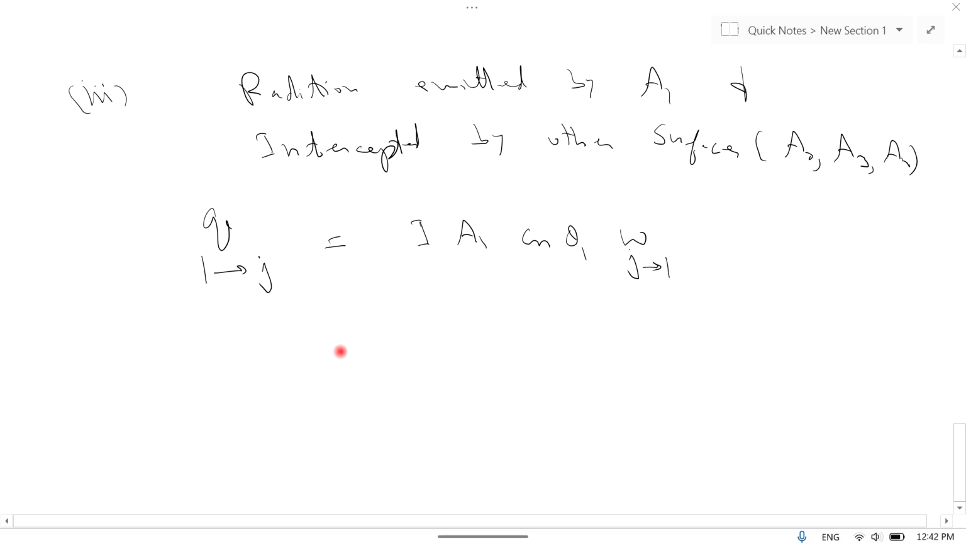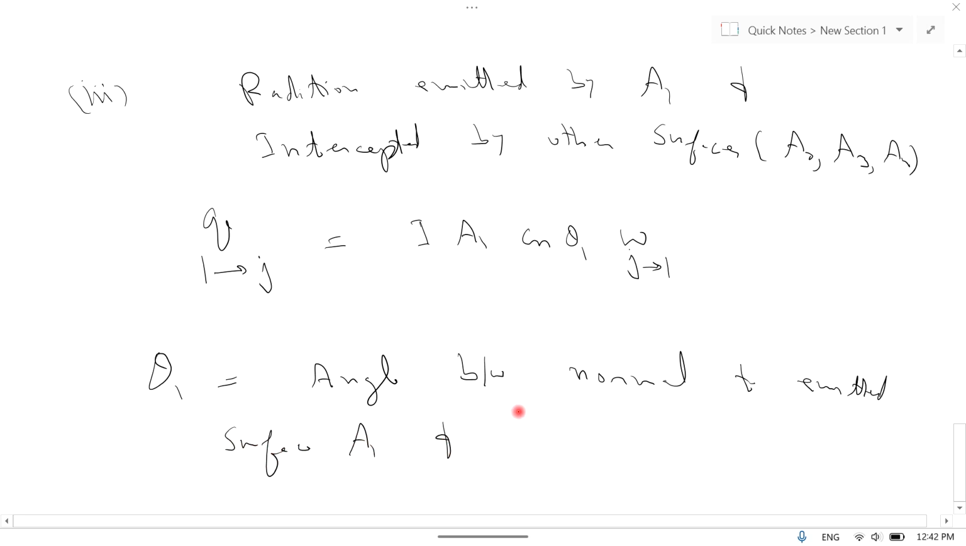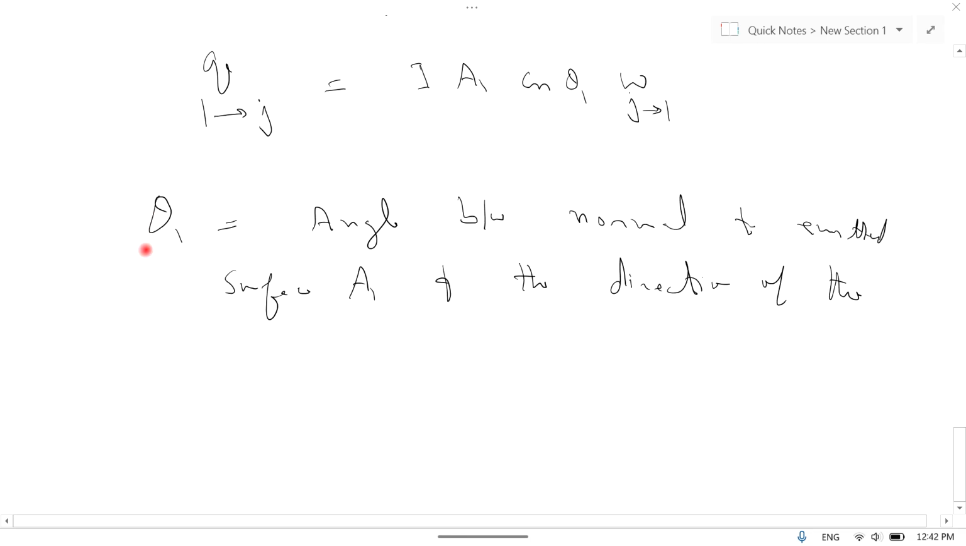Now here we define theta 1. Theta 1 is the angle between the normal to A1, the normal to the emitting surface A1, and the direction of the radiation.